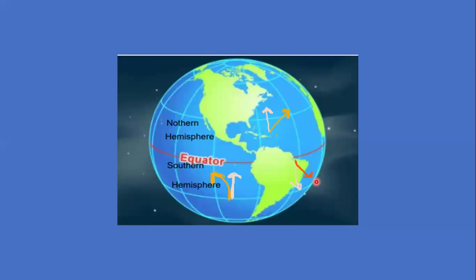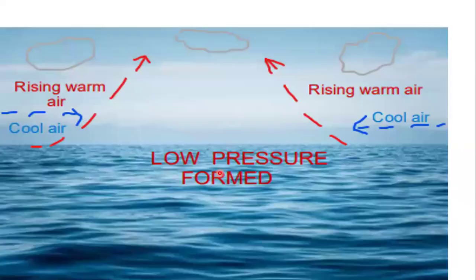Here we must revise Coriolis force. Coriolis force develops due to the rotation of the Earth. Because of this force, the winds deflect towards the right in the northern hemisphere and towards the left in the southern hemisphere, which affects the movement of the prevailing winds.